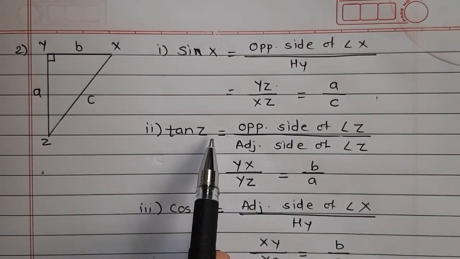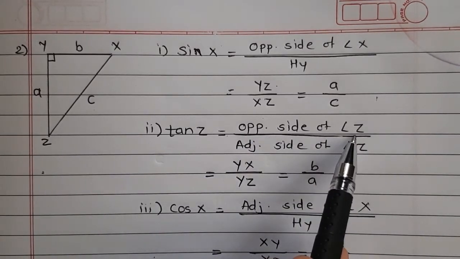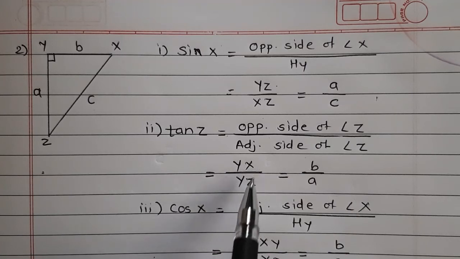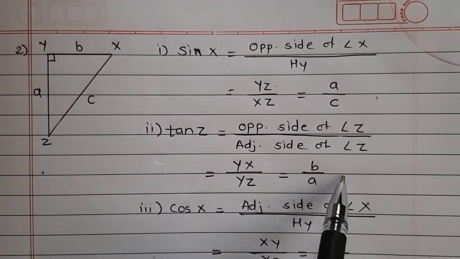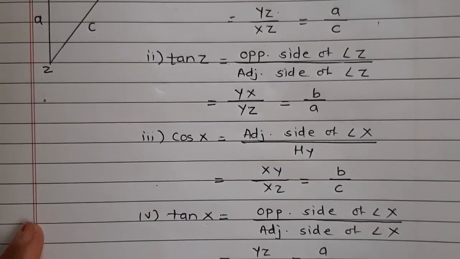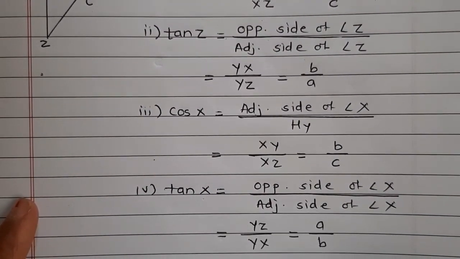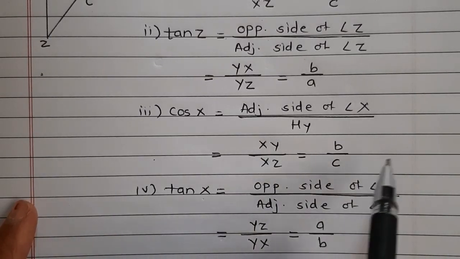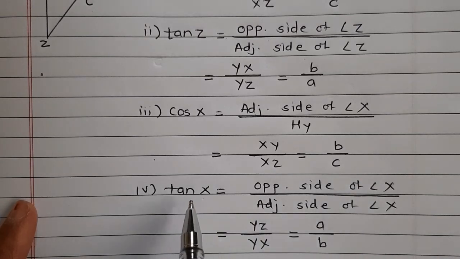Then tan Z. Tan Z is nothing but the opposite side of angle Z upon the adjacent side of angle Z. That is YX upon YZ, which is nothing but b upon a. These lengths a, b, c are given. Then cos X is nothing but the adjacent side of angle X upon hypotenuse. So XY upon XZ equals b upon c. And tan X is nothing but the opposite side of angle X upon the adjacent side of angle X, that is YZ upon YX equals a upon b.